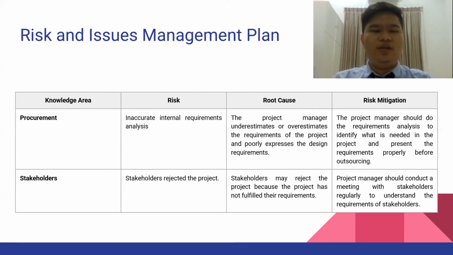And the last knowledge area is stakeholder. The risk is stakeholders may reject the project. And the root cause of this risk is stakeholders may reject the project because the project has not fulfilled their requirements. And the risk mitigation is project managers should conduct meetings with stakeholders regularly to understand their requirements.